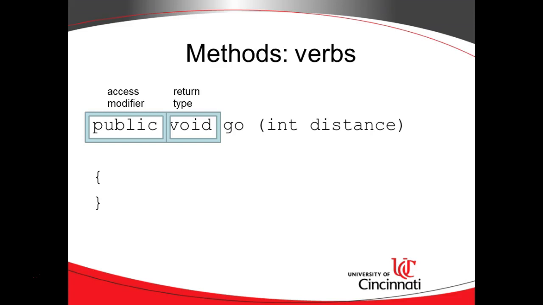Now, what does void mean? Void means it doesn't return anything. Void means, okay, when the method's finished executing, it's just done. It doesn't have to let us know what it did.